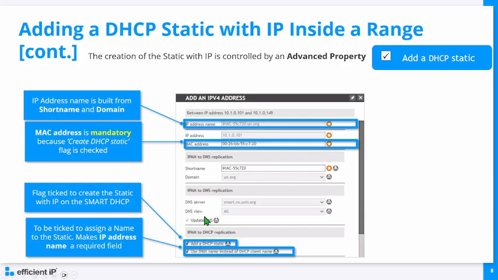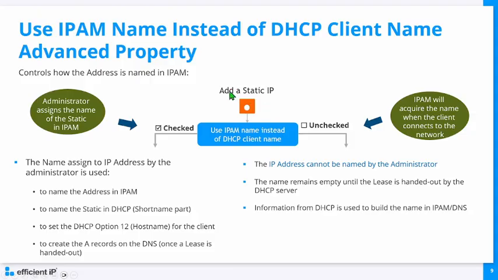Okay? So here is to explain that. When you add a static IP, you can choose use IPAM name instead of DHCP client name. So if you check it, you are enforcing the client that lists the IP to use the name that you assign in IPAM. Are you clear? Now, if you uncheck it, then you will not be able to assign a name.